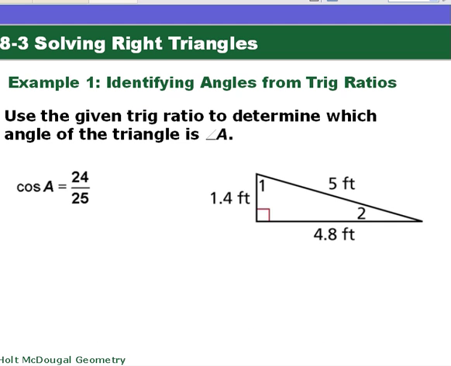Fantastic. So here's our first example. Use the given trig ratio to determine which angle of the triangle is angle A. So here's our trig ratio: cosine of angle A equals 24 over 25. So we have to set up the ratios here. We have angle 1 and angle 2, and we have to see which one is going to give us 24 over 25.